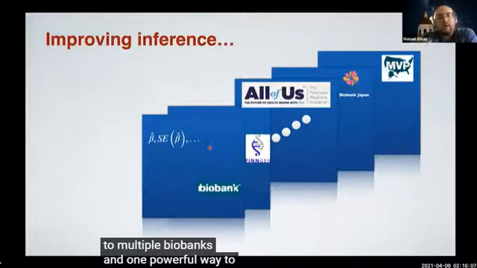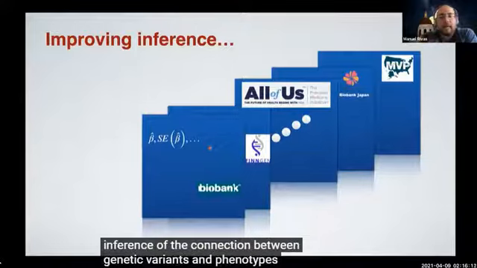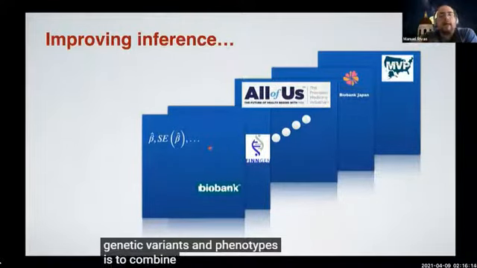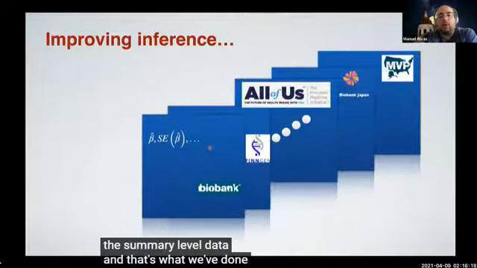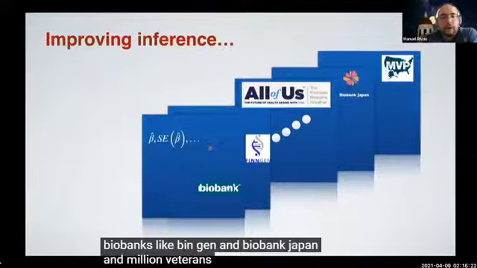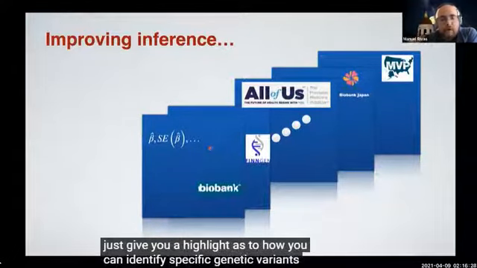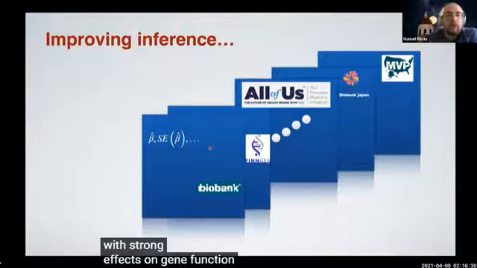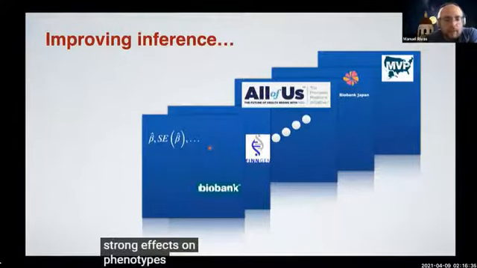And one powerful way to improve your inference of the connection between genetic variants and phenotypes is to combine at the level of the summary level data. And that's what we've done with other biobanks like FinnGen and Biobank Japan and Million Veterans Program. And just to give you a highlight as to how you can identify specific genetic variants with strong effects on gene function, but also have strong effects on phenotypes.